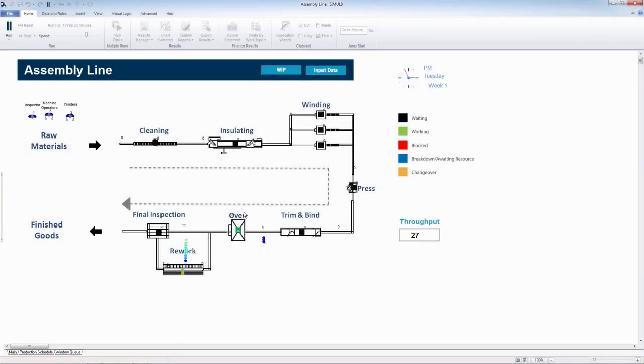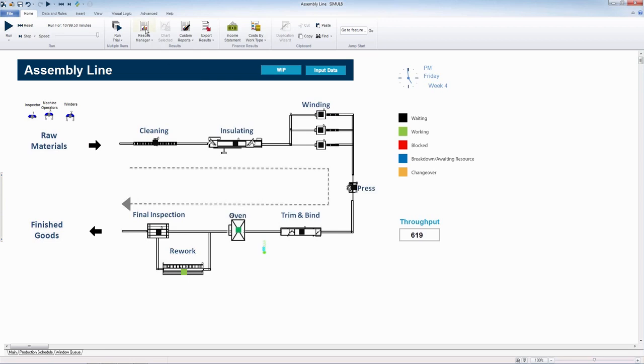Let's run the simulation to the end and check out some of the results for the 4-week period. Moving the speed bar to full shows how fast you can get access to those all-important results. Now it's Friday, week 4. We can see the throughput of the system is 619 finished goods off of the line.